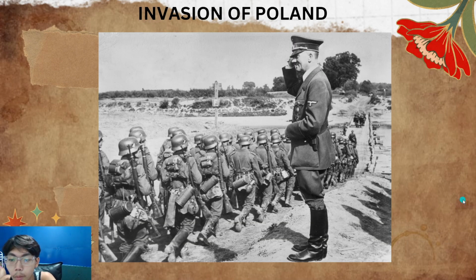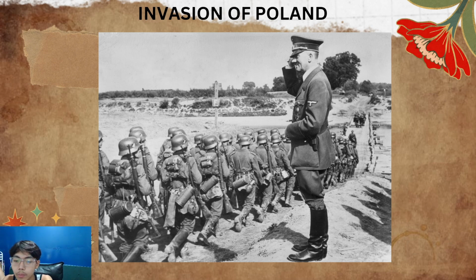The invasion of Poland. The invasion of Poland began on September 1, 1939, when Nazi Germany attacked Poland using a rapid war tactic known as Blitzkrieg, or lightning war, involving swift coordinated attacks by air and ground forces.